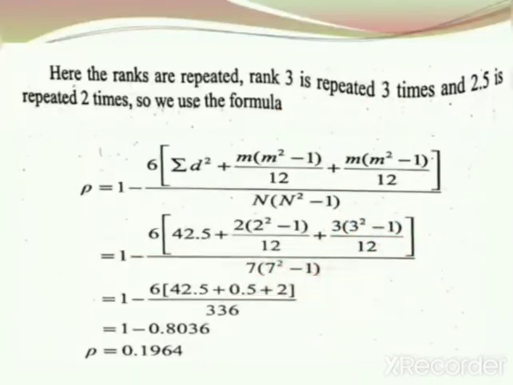Now we are solving this value. 1 minus 6 of 42.5 plus. If you divide this term, you will get 0.5 plus. If you divide the second term, you will get 2 divided by 336. If we solve this value, you will get 0.1964, which is your rank correlation for this problem.